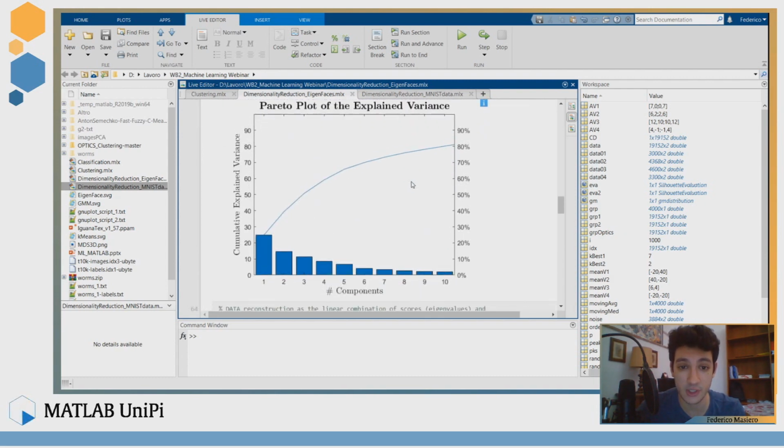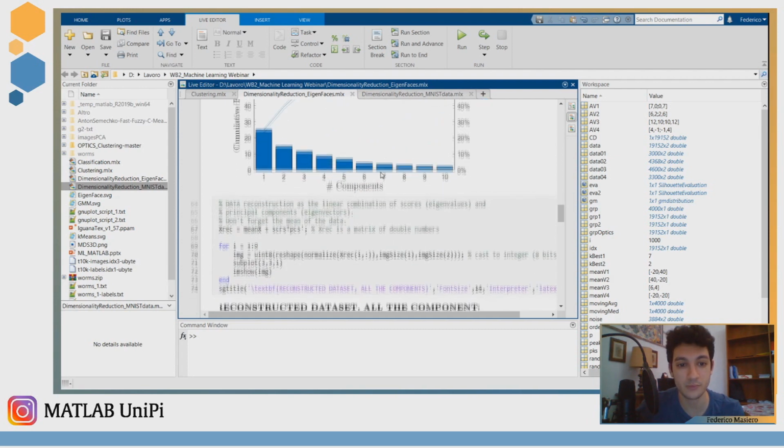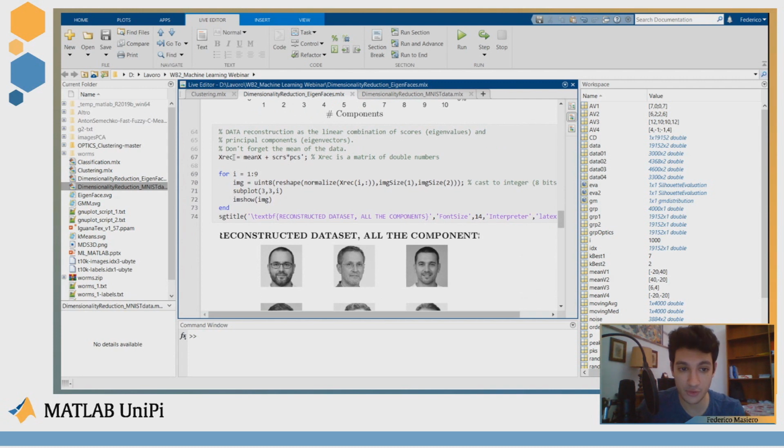which means that essentially this problem was a 40 dimensional or 50 dimensional problem, I don't remember actually the number of images that I took, and this Pareto plot gives you the number of components, which should be equal to the number of images that we have in the dataset, and for each of these components, for each of these eigenvectors that we derive with PCA, it gives us the amount of variance explained by that specific component. We can reconstruct our dataset to check if we have done it correctly with this equation.